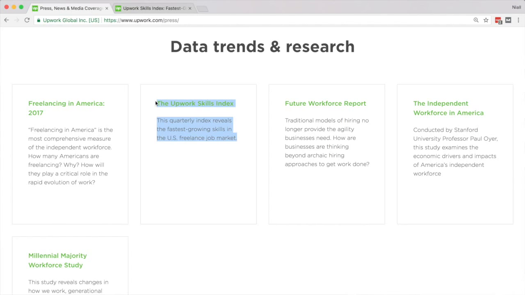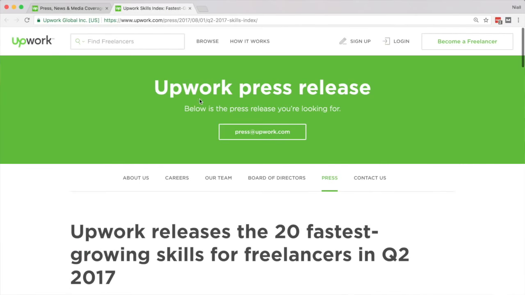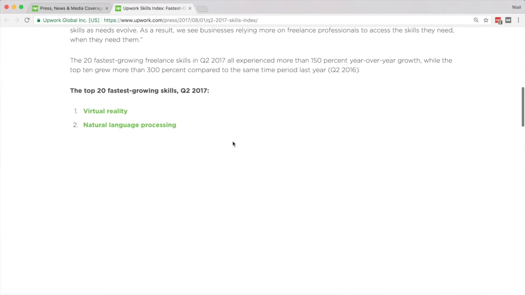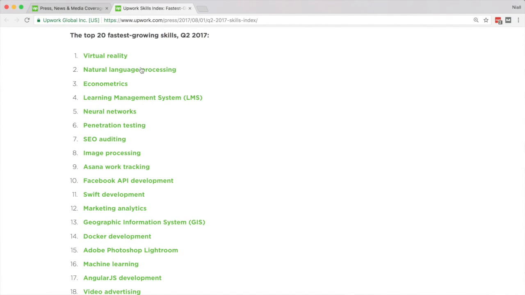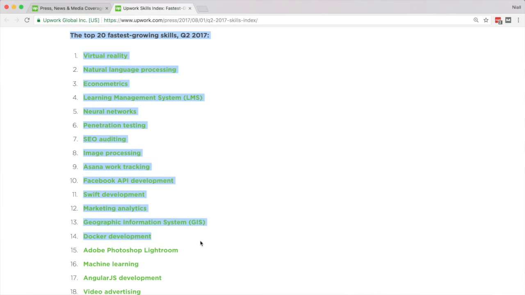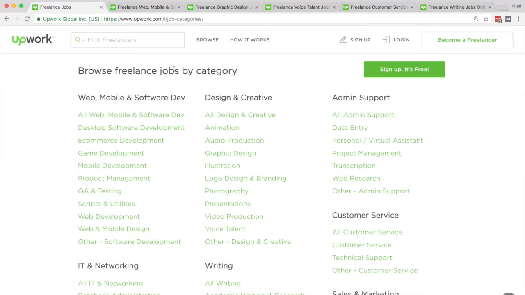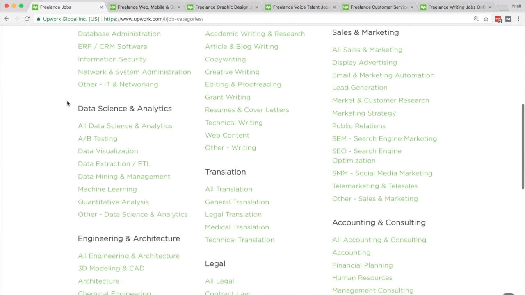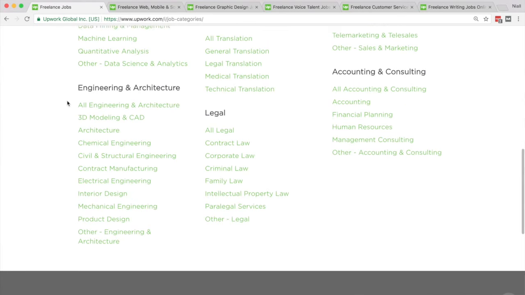For example, here are the top 20 fastest growing skills in a recent 3-month period on Upwork. From that list, you can clearly see what there's an increasing demand for. And then the question you need to ask yourself is, do any of those jobs sound interesting to me? Second thing to check out on Upwork is their big list of job categories. This is a list of all the top job categories on Upwork.